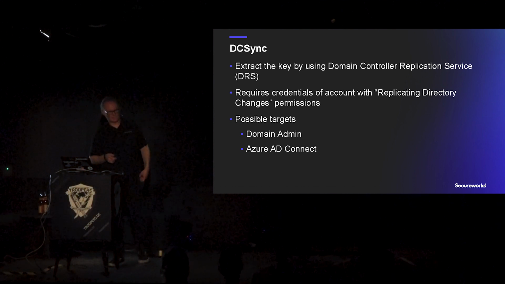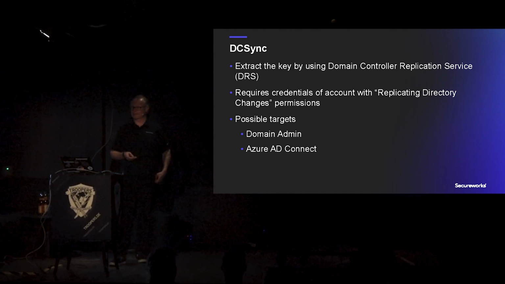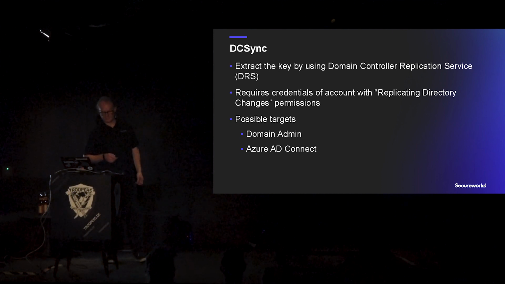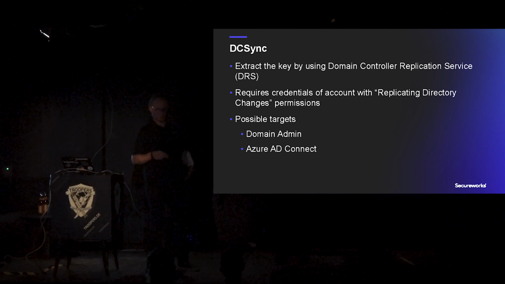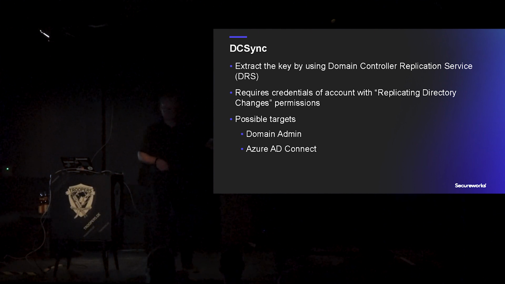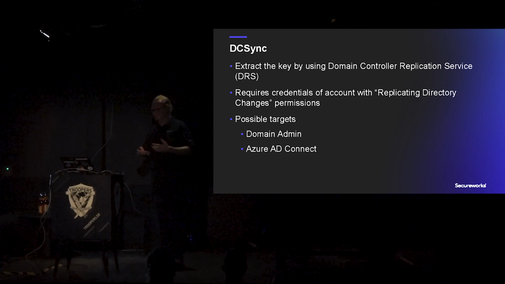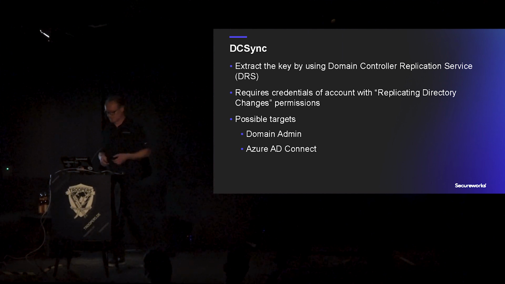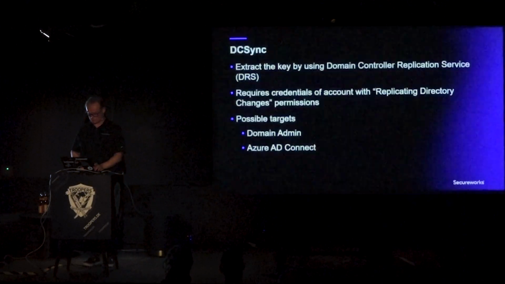To do that, you need to have an account that has permissions to replicate users or replicate directory changes. And those are usually not that easy to get. The possible targets are domain admin. Well, of course, if a domain admin account is compromised, you own the domain, right? But if you are using ADFS, you are also using Azure AD Connect, because the user objects are synchronized with Azure AD Connect, but the identity, like authentication, is provided by ADFS. So that's a good place to get those kinds of credentials. And I'm going to show you a demo about that.